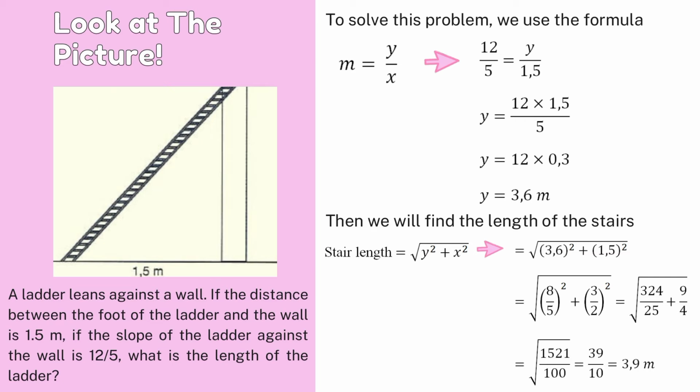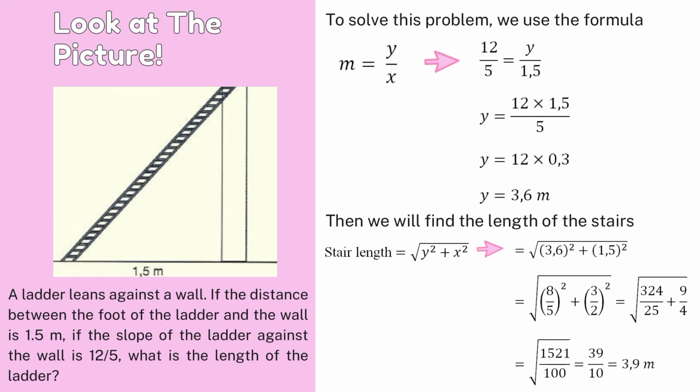Then we will find the length of the ladder. This is the hypotenuse of a right triangle, so we will use the Pythagorean formula to find the length of the ladder. Ladder length equals square root of x squared plus y squared. Since the values for x and y are already known, we can substitute them right away. So equals square root of 3.6 squared plus 1.5 squared.